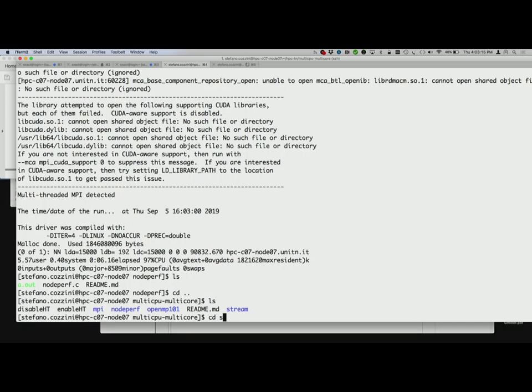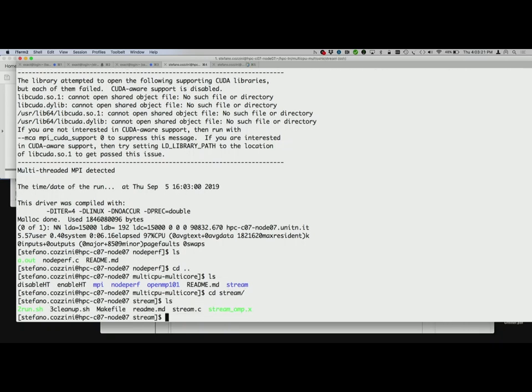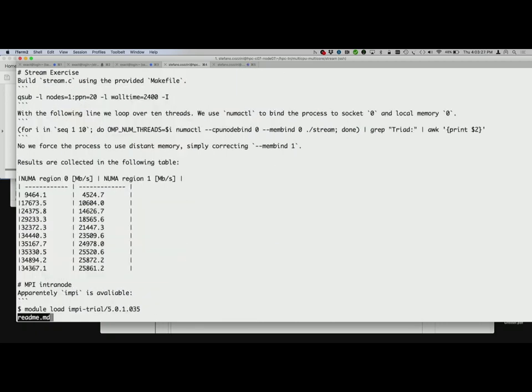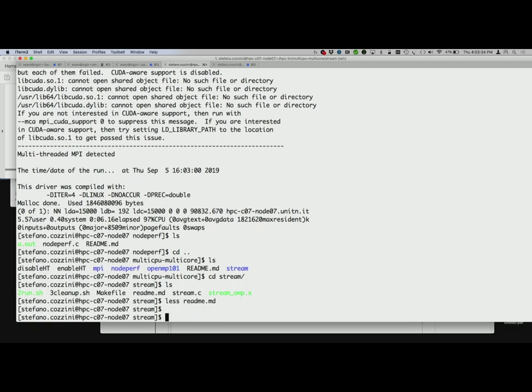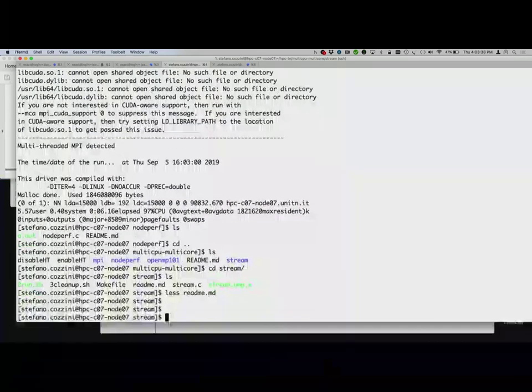Then what we have here is actually another exercise that we propose to you, actually the following: to play with stream, placing things in the wrong way. Okay.